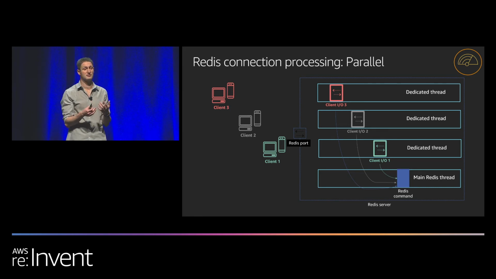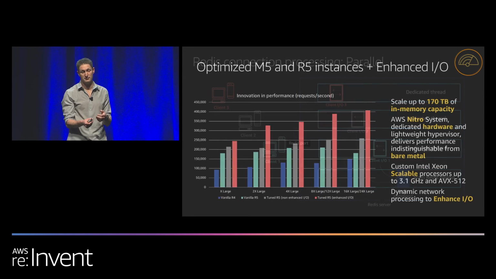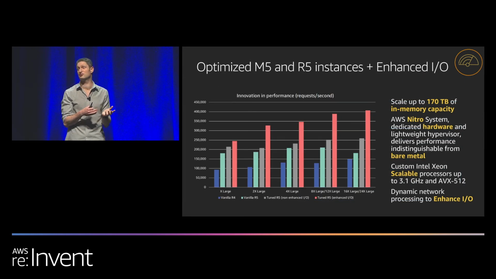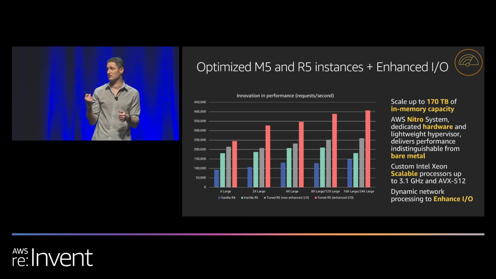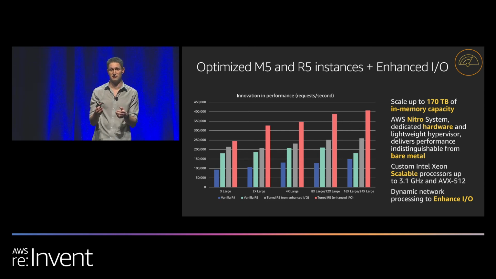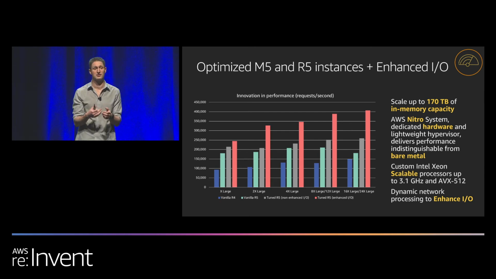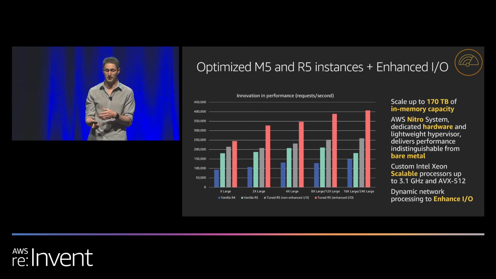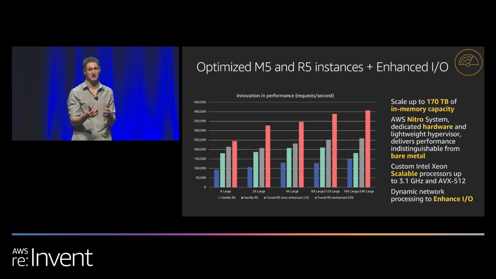That's something that we released with Enhanced I/O. And the results, as we saw before, we're able to push 450,000 requests per second with Enhanced I/O on those instances. So we see here a nice increase in performance in our journey, starting from the R4s to R5, vanilla R5s, optimized R5s, and then Enhanced I/O. And this is how we got more than double the performance than you could get with vanilla Redis on vanilla R5s. Very similar performance results with the M5s.